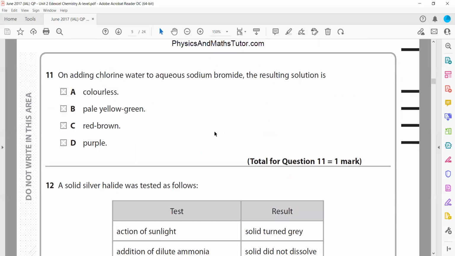On adding chlorine water to aqueous sodium bromide, what is the resulting solution? We are adding chlorine water, so Cl2 is there. We add it to sodium bromide, NaBr. As a result, it will produce sodium chloride plus a bromine molecule, Br2. Then the equation must be balanced. So in the balanced equation, 2 goes before sodium bromide and 2 goes before sodium chloride.